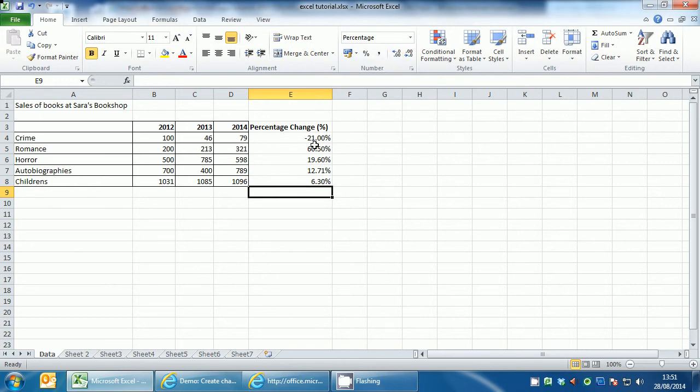So you can see there that one has gone down by 21%. This has gone up by 60.5%, etc. Yeah, then you could order them again. Looking at filter, you could order them in order of the amount of percentage change, etc.